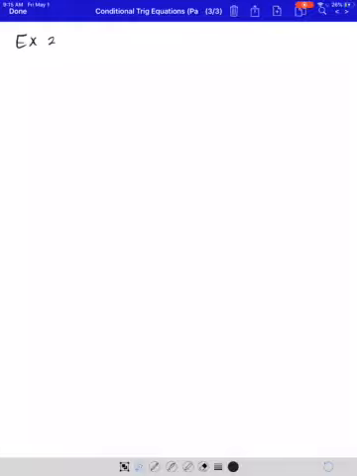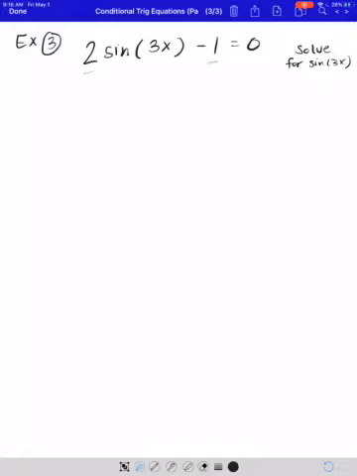So example 3. This time we are going to solve 2 times sine of 3x minus 1 is equal to 0. Now this one's a little bit different because notice we have this 2 in front and this -1 kind of floating around on the left-hand side. And in order to make this look like an equation we're more familiar with, first thing we're going to do is solve for the sine function. So we're going to solve for sine of 3x and get that all by itself.